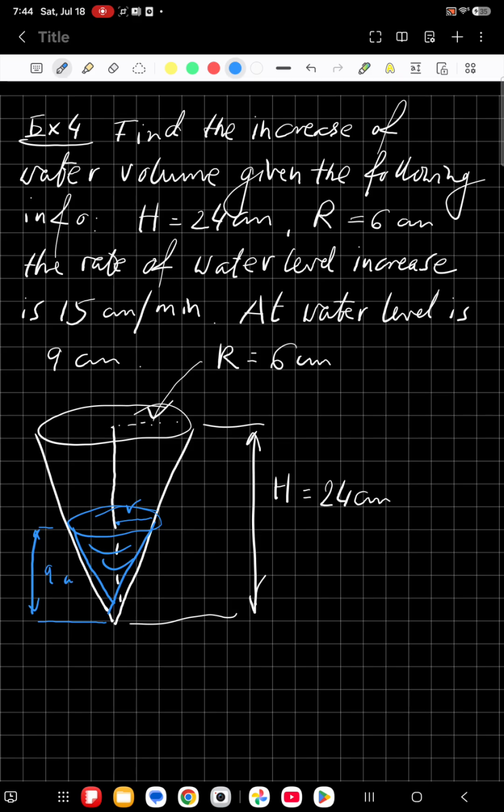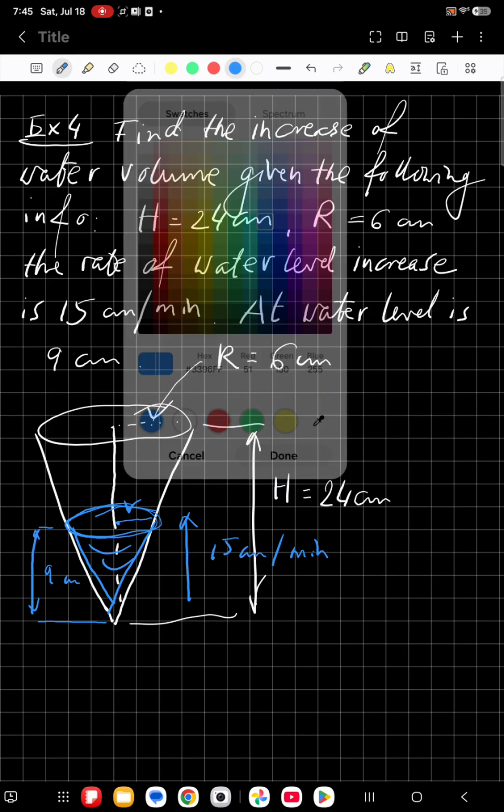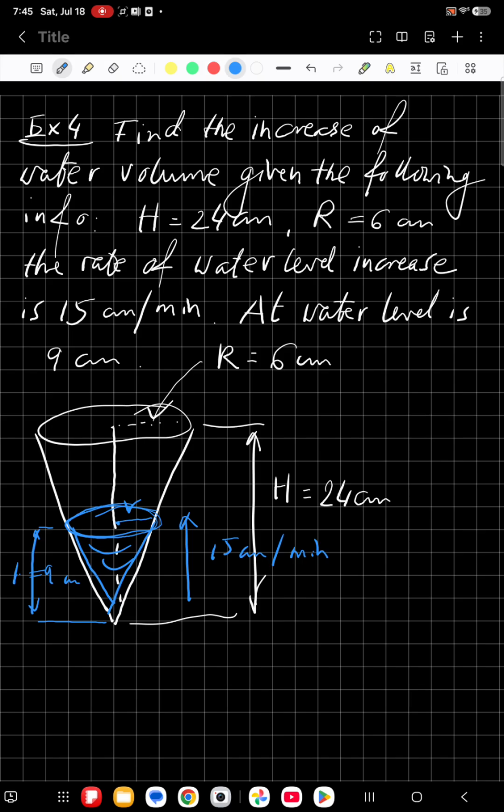This was 9 centimeters. And that increase is actually constant, right? So 15 centimeters per minute. So we have a couple constants and many variables. Lowercase r, bigger, capital letter R, H, and this is lowercase h.